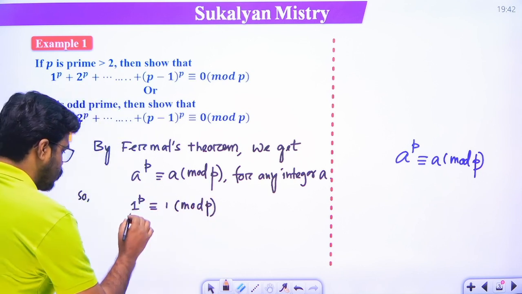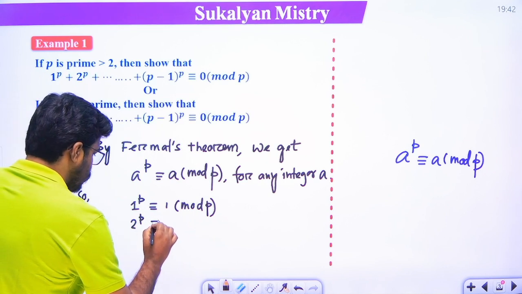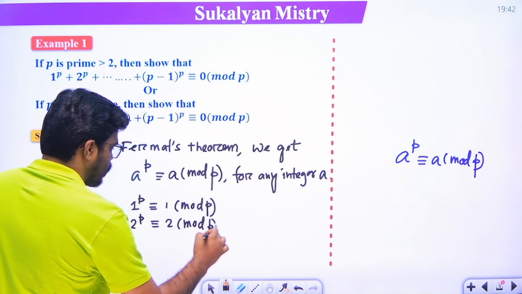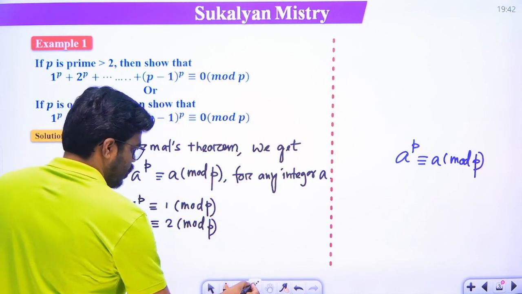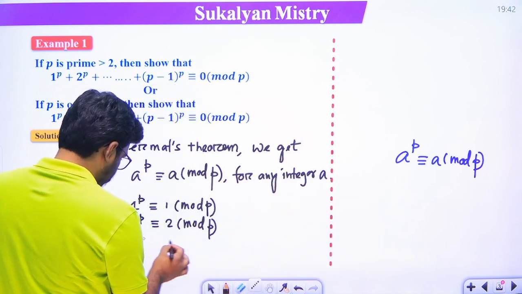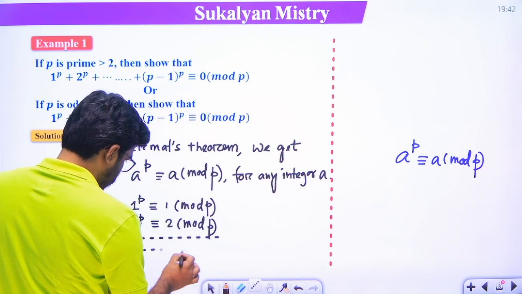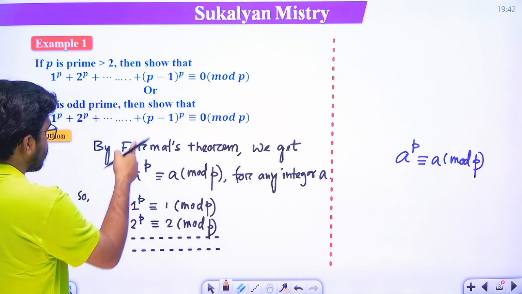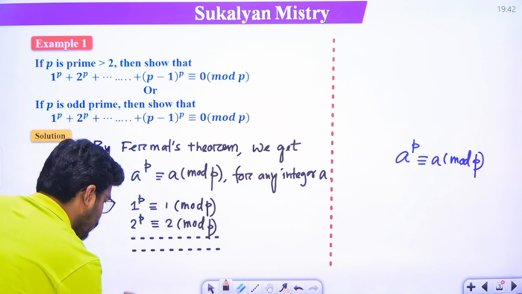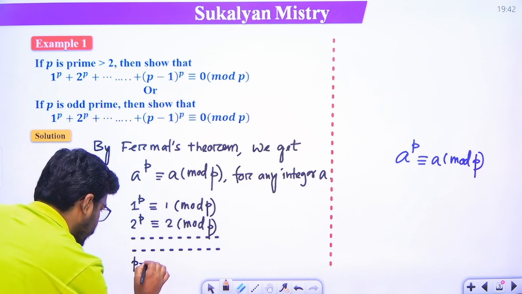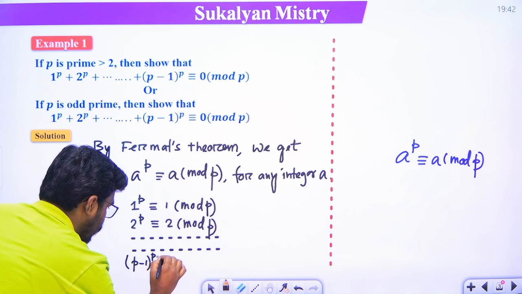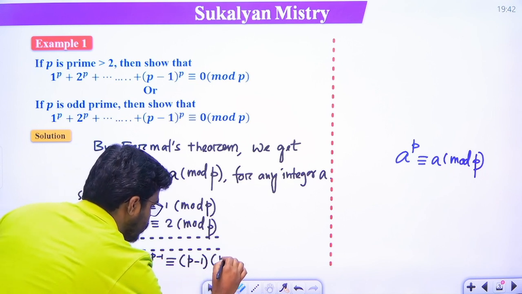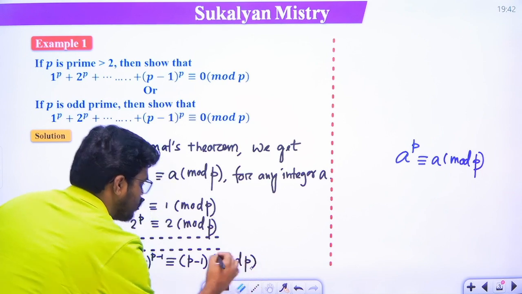If you put a is equal to 2, then 2 to the power p is congruent to 2 modulo p. And so on. If we replace a with p minus 1, then p minus 1 to the power p is congruent to p minus 1 modulo p.